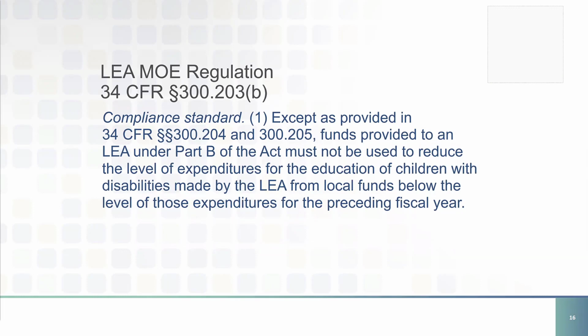Quote, "except as provided in 34 CFR section 300.204 and 300.205," end quote. This is a reference to the regulations governing exceptions and adjustments to the LEA MOE. It essentially means that these exceptions and adjustments apply to the compliance standard. As with the eligibility standard, we'll look at the exceptions and adjustments later on in more detail. "Expenditures" means that the compliance standard is about spending, not budgeting. So, quote, "below the level of those expenditures for the preceding fiscal year," end quote, refers to the preceding state fiscal year when you met MOE.